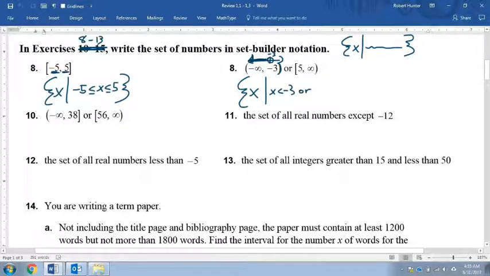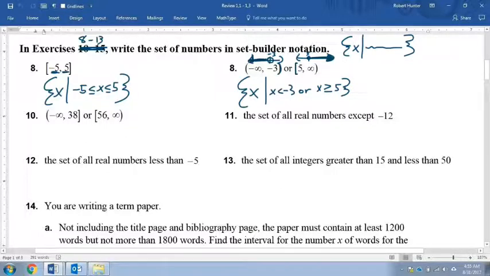Or, then we got 5 to infinity. 5 to infinity starts with a 5, and that's filled in because of the bracket, and it goes to the right. That's the positive infinity side. So it's that or, x is greater than or equal to, because of the bracket, 5. Okay.